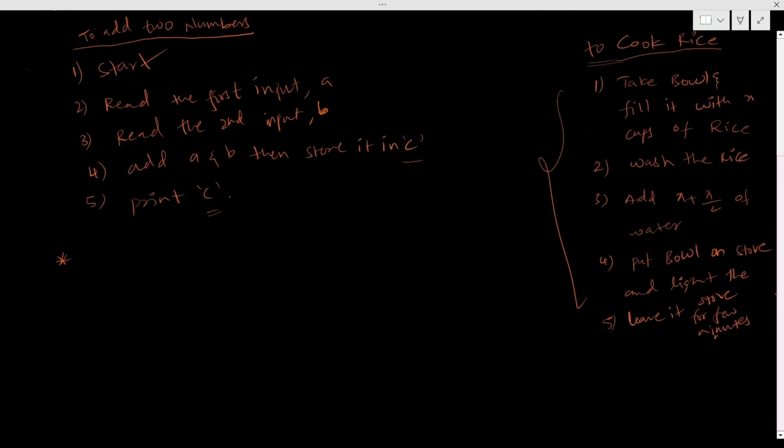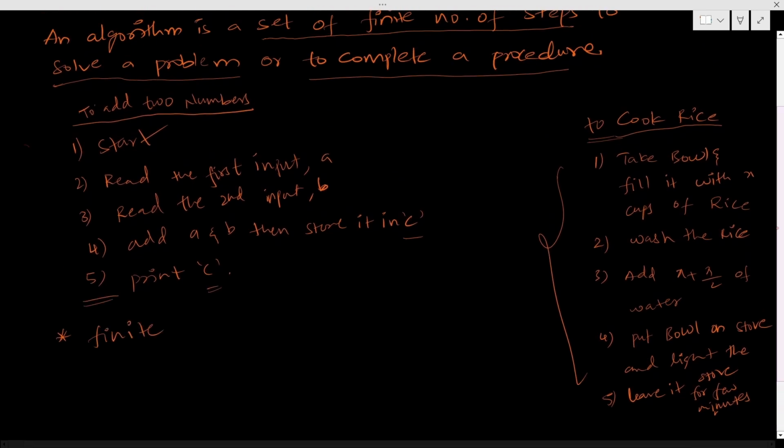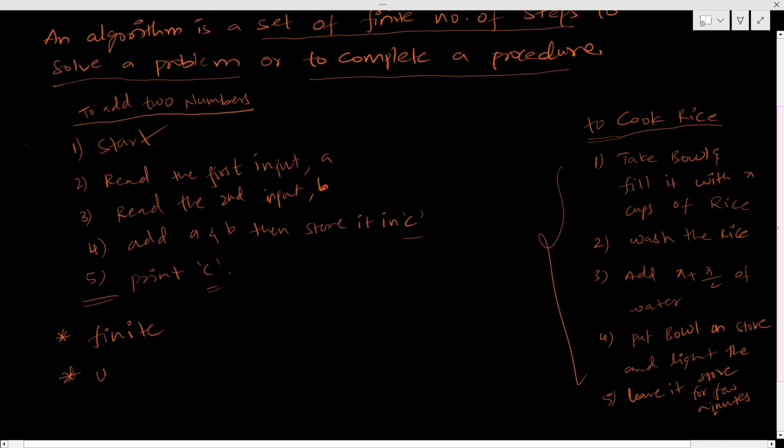The algorithm has some characteristics. As we discussed earlier, an algorithm must be finite. An algorithm must be unambiguous. Unambiguous in the sense that each statement is clear. We have some set of statements, right?